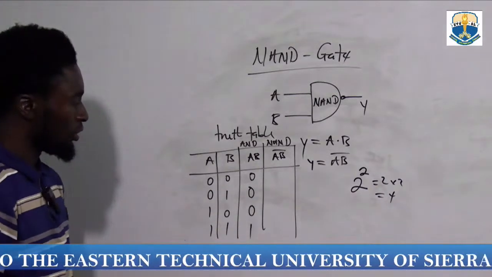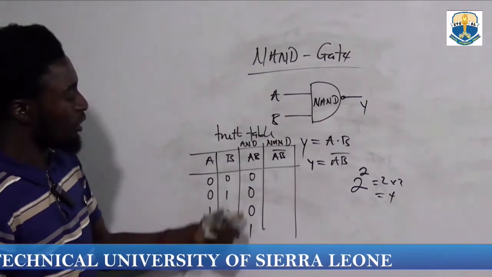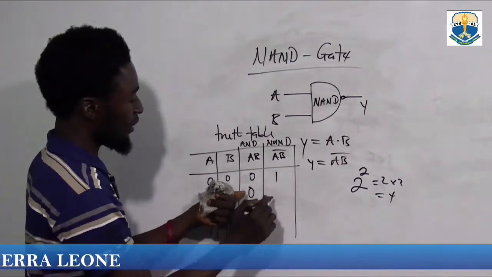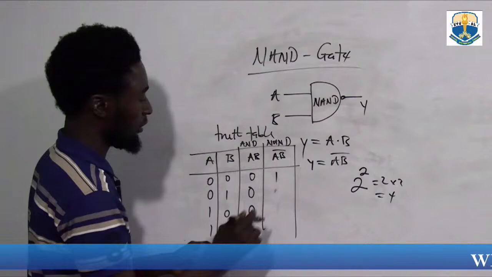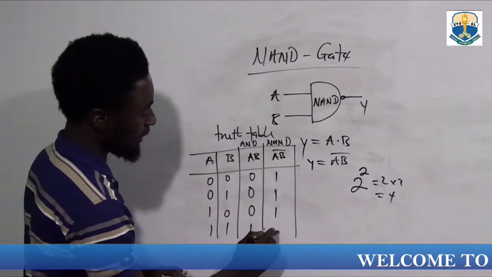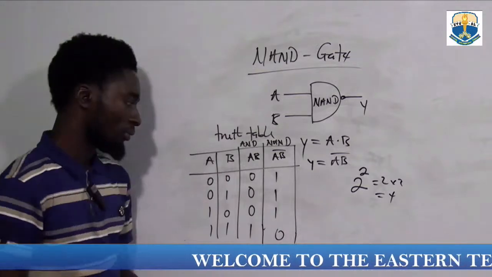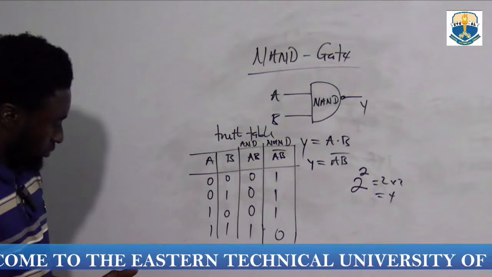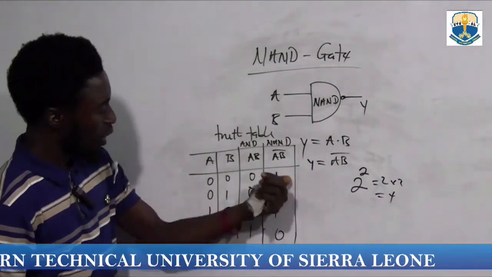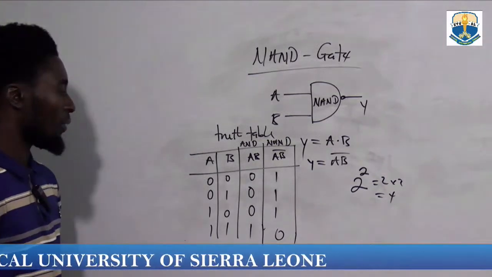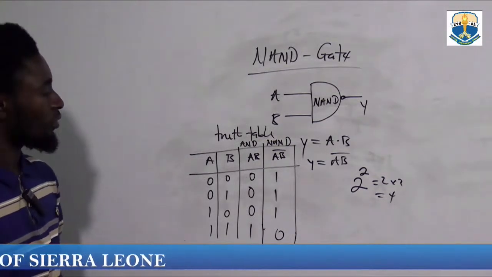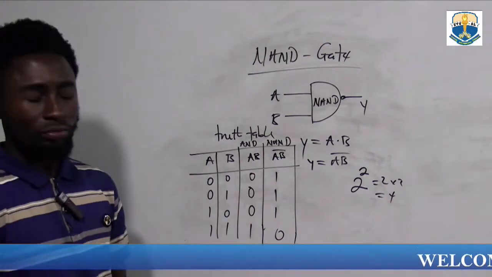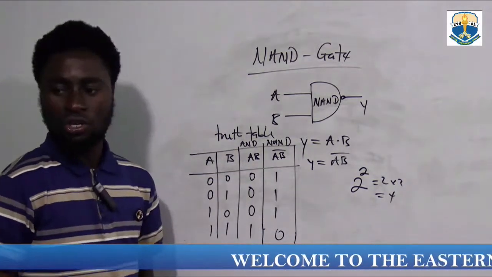So now we are inverting, or taking the complement of this. So if it is not 0, it is 1. So we have 1, 1, 1, and 0. Inverting this, we have this as our output. So this is the truth table for our NAND gate. So let's look at the NOR gate.